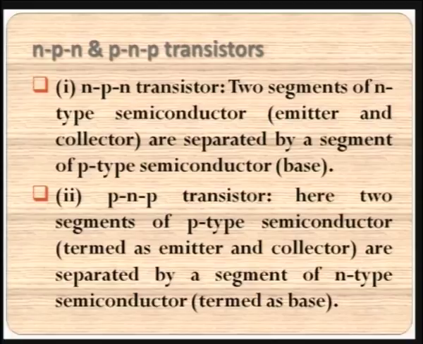How are the NPN and PNP transistors formed, and what are the two junctions formed in transistors? Let us have a look at it. In an NPN transistor, two segments of N-type semiconductor, namely emitter and collector, are separated by a segment of P-type semiconductor, which is the base. And in the case of PNP transistor, it is just the reverse. Here, two segments of the P-type semiconductor, termed as emitter and collector, are separated by a segment of N-type semiconductor, which is termed as base.